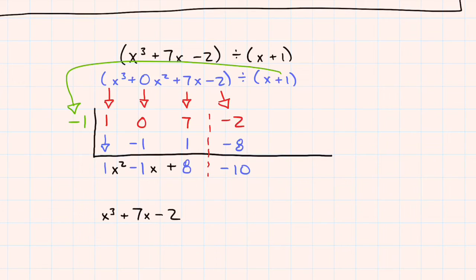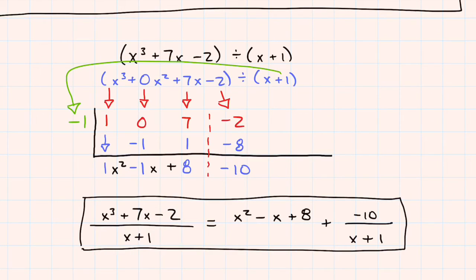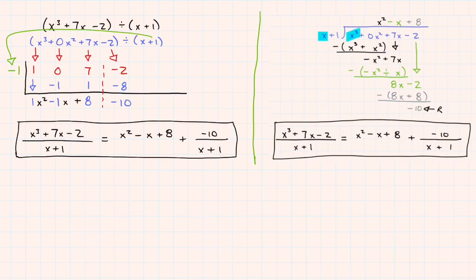With that, we can write out the division statement. X cubed plus 7x minus 2 divided by x plus 1 equals the quotient, x squared minus x plus 8, plus the remainder, which is -10, over the divisor x plus 1. And there's our answer.